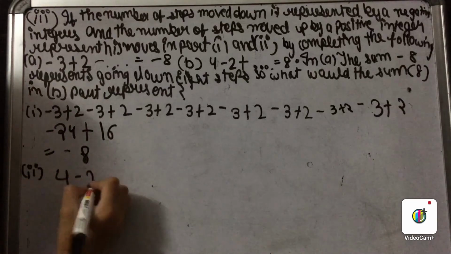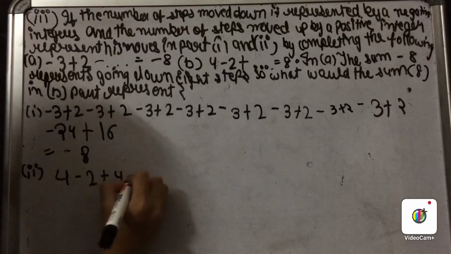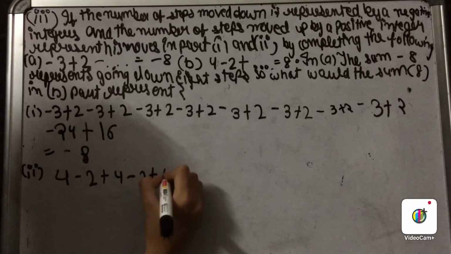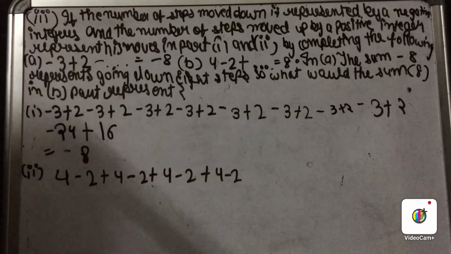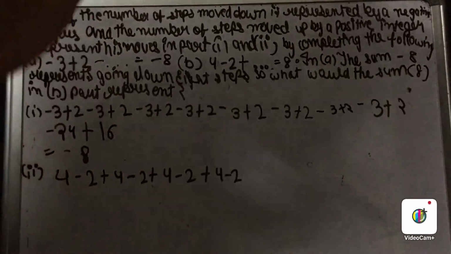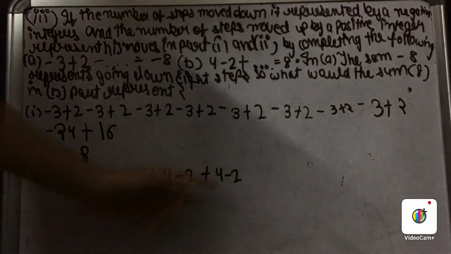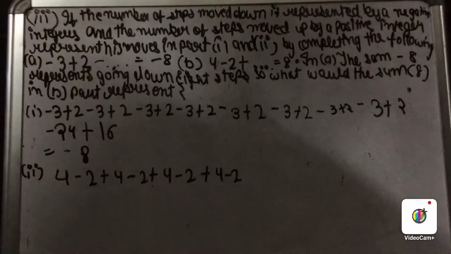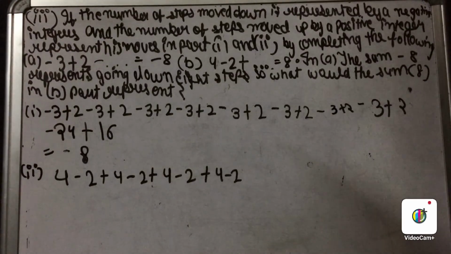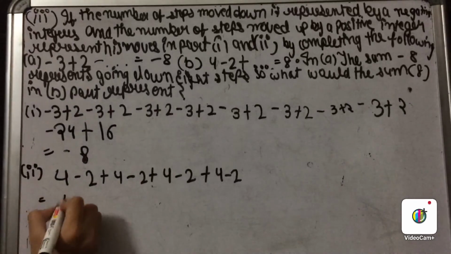4 minus 2 plus 4 minus 2 plus 4 minus 2 plus 4 minus 2. So now here we have done this. So now let us solve this. 4 has come here 4 times. So 4 into 4 is 16. So this would be 16.